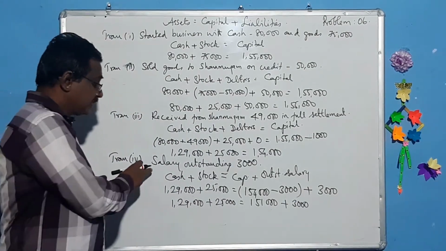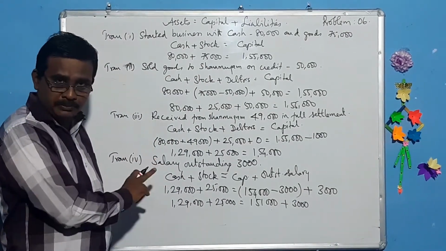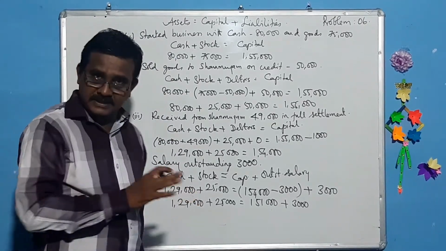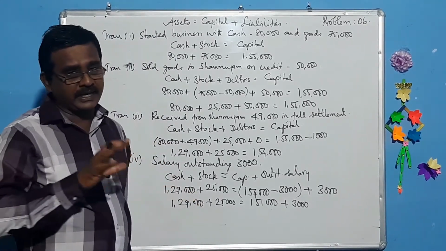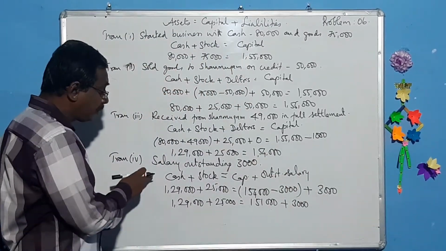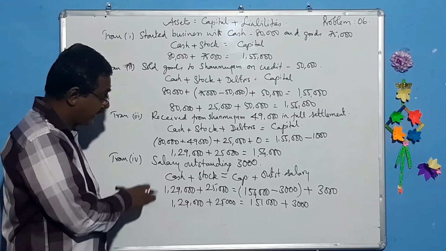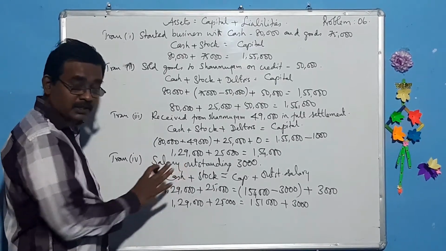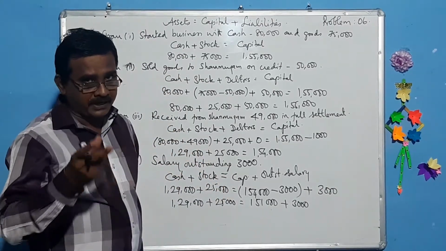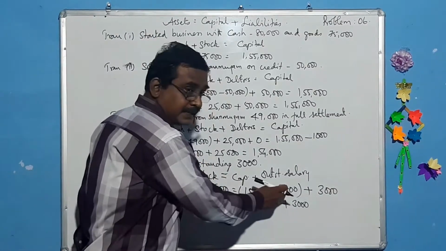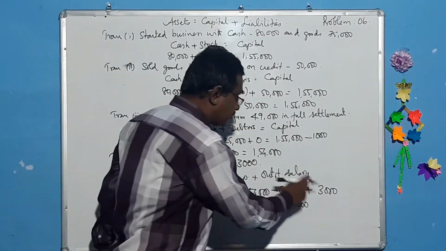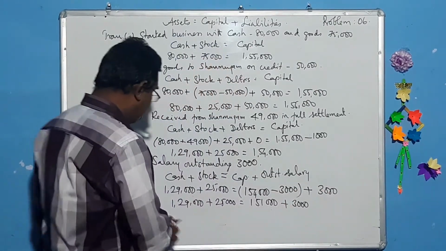Again, listen to me. Salary is an expense, so it should be subtracted from the capital. And at the same time, we have not paid this salary. So salary outstanding is a liability, so it must be shown in the liabilities side. There will not be any change in the assets side. Cash, there will not be any change. Stock, there will not be any change. From the capital, we have to subtract that expense. We have subtracted 3,000. Again, that outstanding salary should be shown as a liability. It has been shown as a liability, 3,000.